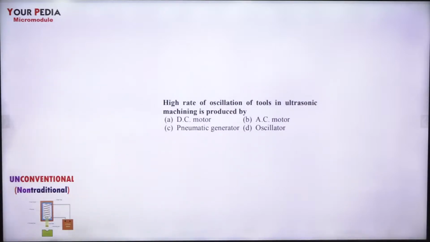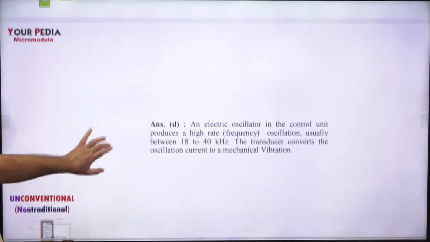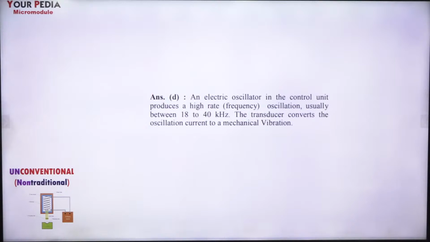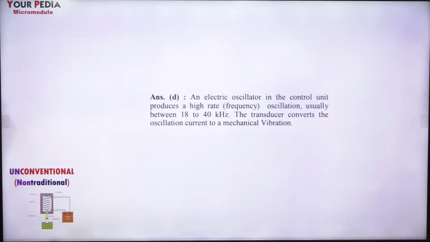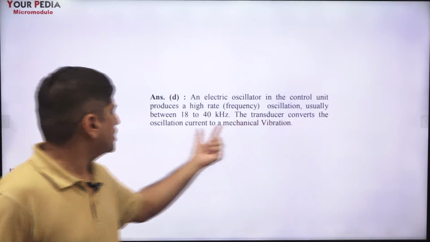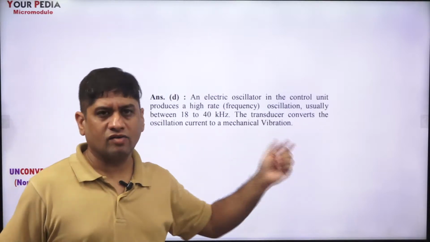In ultrasonic machining, how do we get the high frequency, high oscillation? So you are saying oscillator. Okay, as the name shows, it is the oscillator, right? So the control unit is the oscillator, and please note down the frequency range: 18,000 to 40,000 kilohertz. Transducer, what is the role of transducer? It converts the current into mechanical vibration.